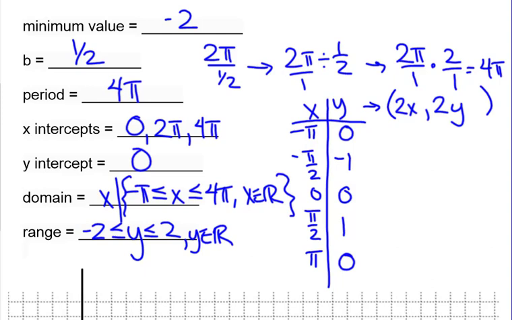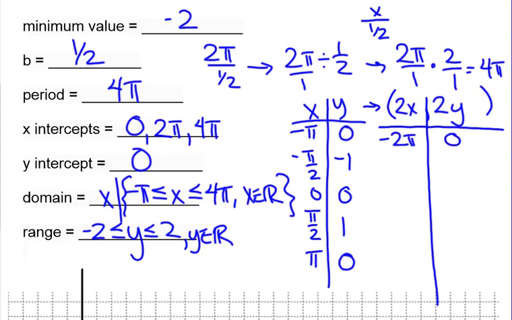The reason I got that 2x is because we have x over 1/2, which is just 2 times x. And so all of these points are going to become, well, negative pi is going to be negative 2 pi. 2 times 0 is still 0. We have negative pi over 2 times 2 is going to give us negative pi. Negative 1 times 2 is negative 2. 0 times 2 is still 0. 0 times 0 is 0.